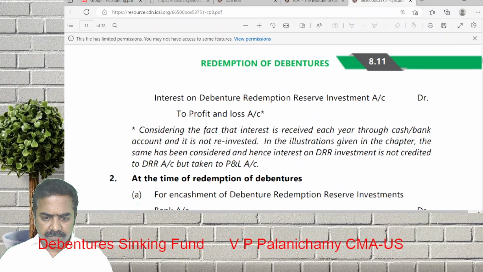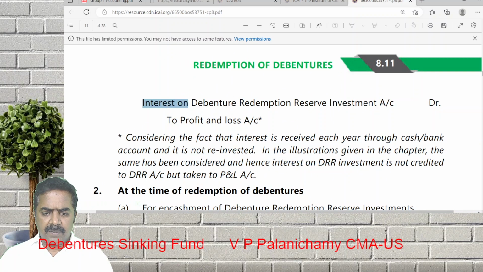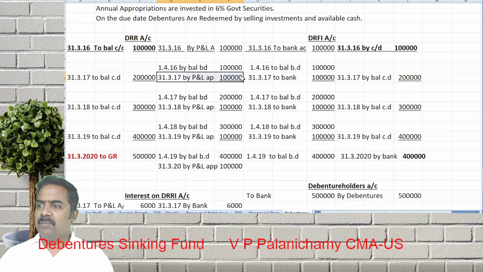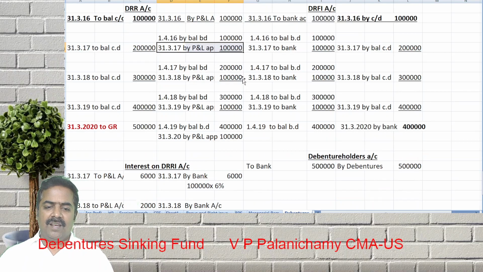For example, interest on debenture redemption fund investment account is credited to which account? P&L account, considering the fact that interest is received in cash every year and is not reinvested. They assumed that, so that is simple for us. Otherwise, what would you have to do with the interest? You have to take it to which account? P&L appropriation account every year. You have to see the appropriation, plus the interest, and reinvest both. So ICAI has given a clear note, then we can follow that accordingly.